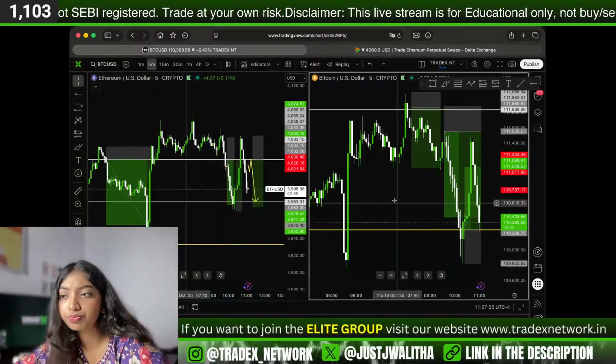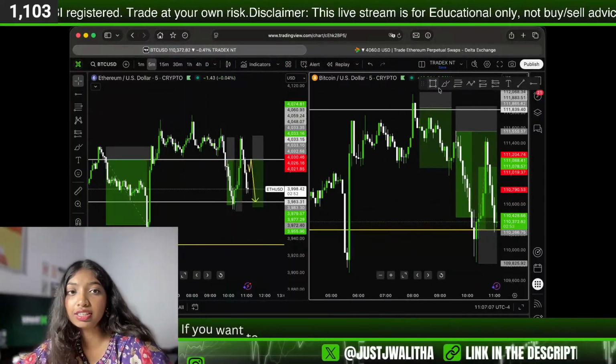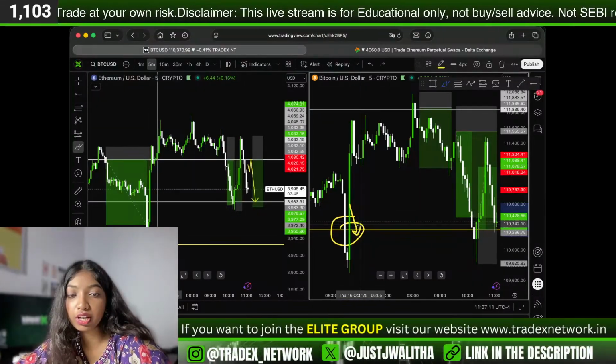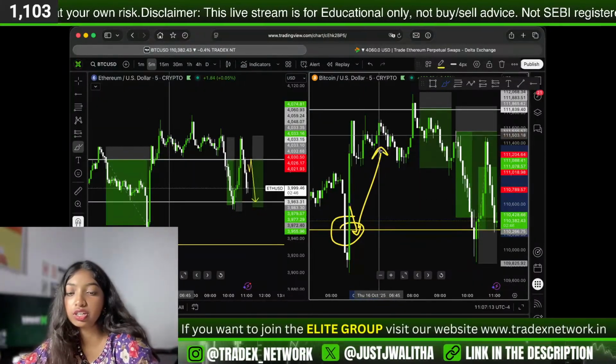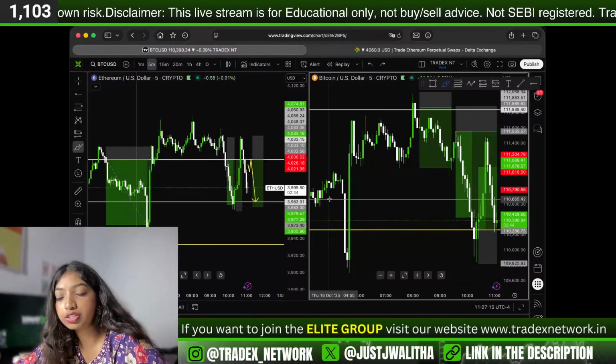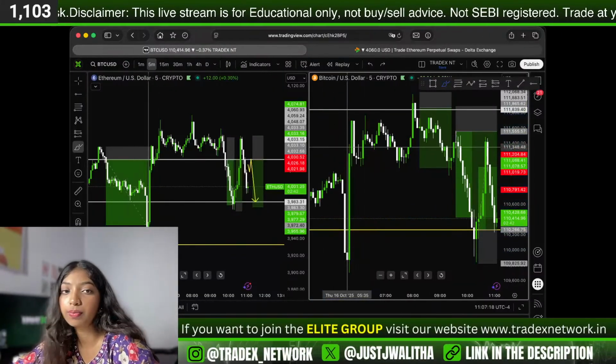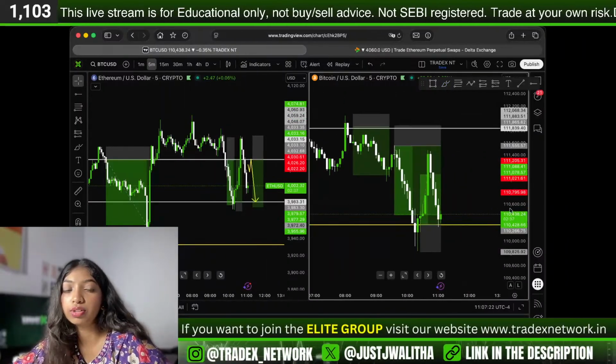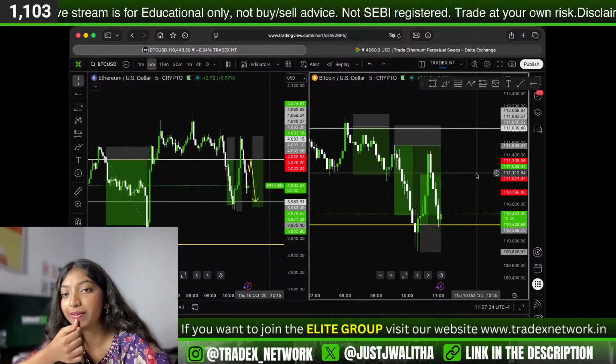And the reason I didn't go long over here on the Bitcoin is because we didn't actually get a retracement candle before we was planning to take a long position. The buyers took the market up again. So on Bitcoin today, we're seeing huge manipulation because we're actually going sideways on the higher time frame.